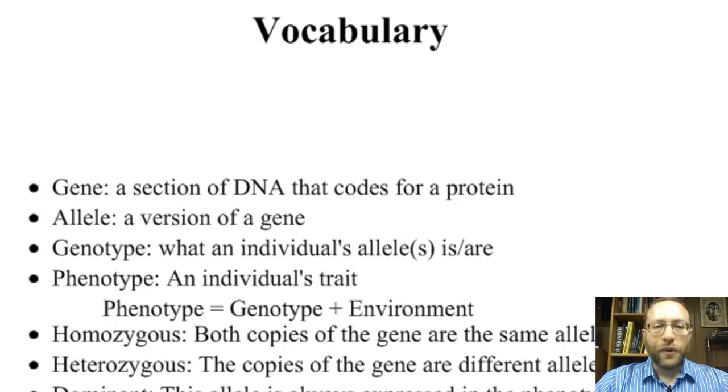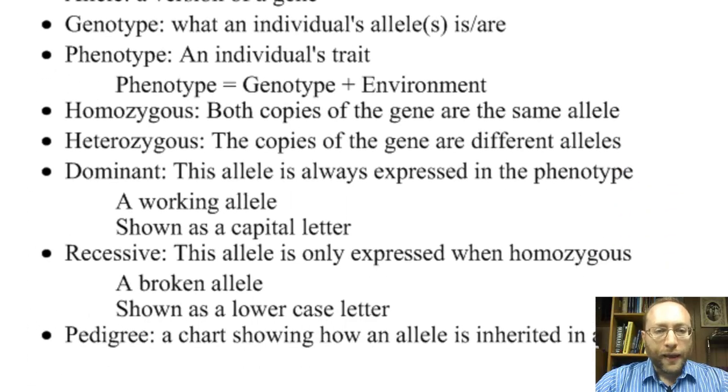Genotype is what the individual's alleles are. The reason I put down plural and singular is because we have two chromosomes, so we have 2 copies of every gene. Those copies could either be the same copy or they could be different copies. If they're the same allele, that's called homozygous. If they're different alleles, that's called heterozygous.